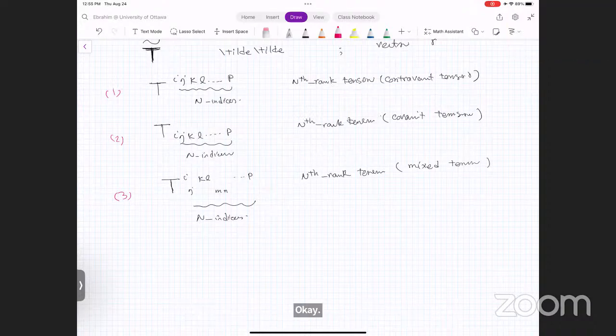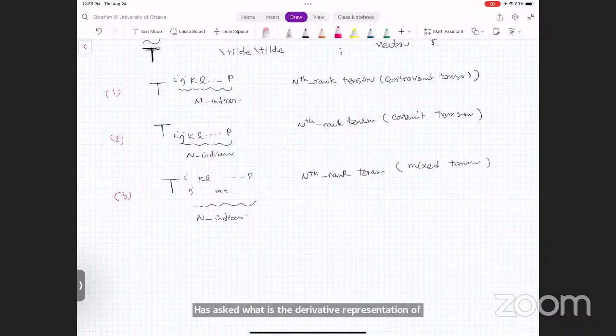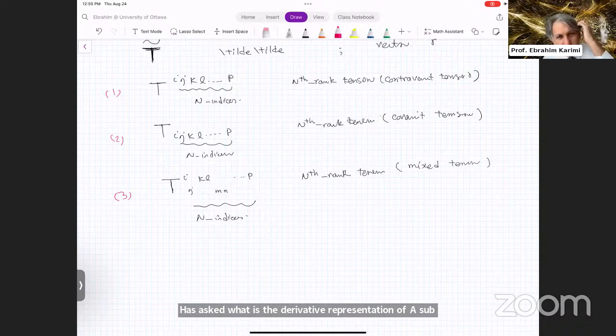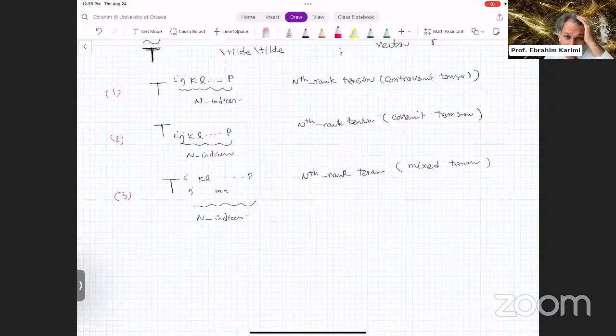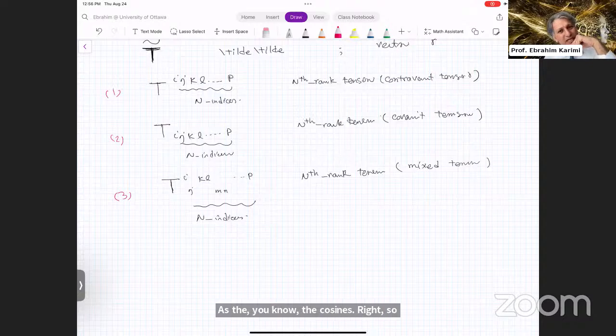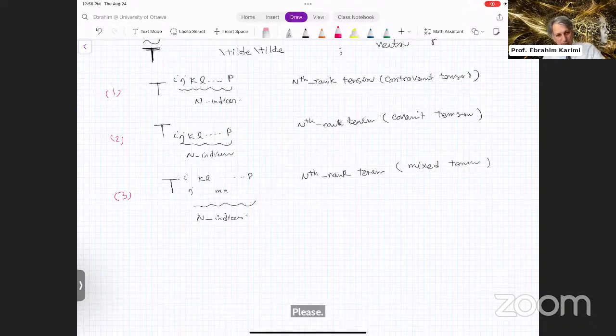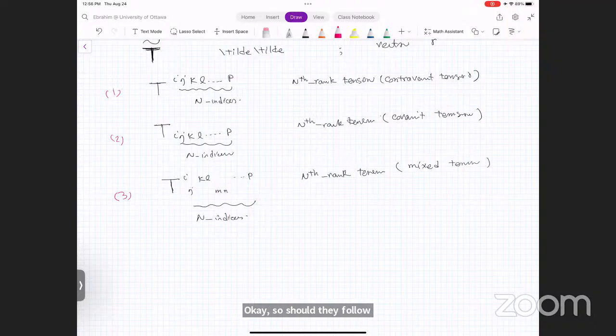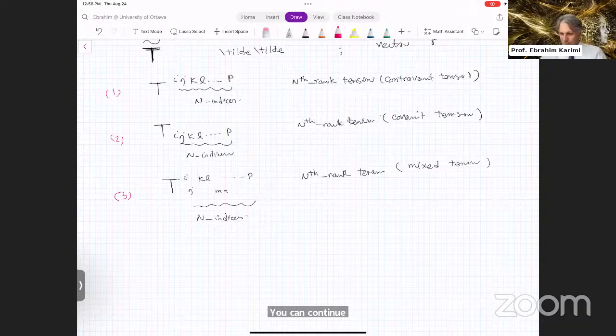Omid Mehravan has asked, what is the derivative representation of A sub IJMN? I don't understand, because I use A sub I as the cosines, right? I'm not following, to be honest. Omid, can you elaborate further on that, please? Okay, so should I follow? You can continue. Thank you very much, I will let you know. Yeah, thank you, Vijan.